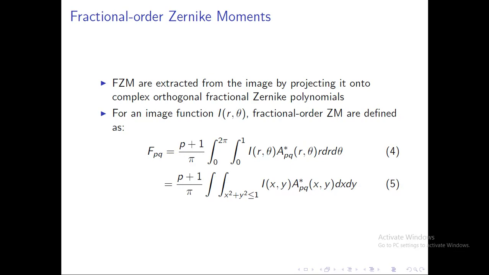So these are fractional order Zernike moments. These are extracted from an image by projecting it onto complex orthogonal fractional Zernike polynomials, and for an image function I(r, theta), they are defined as in equations 4 and 5: the integral from 0 to 2 pi, the integral from 0 to 1 of I(r, theta) times the radial polynomial A_pq(r, theta), with r dr d theta.